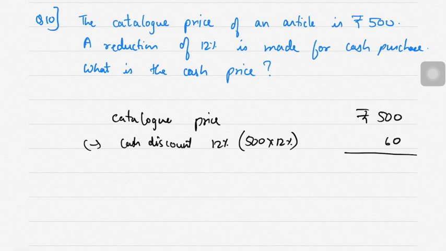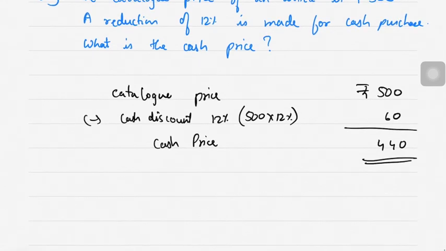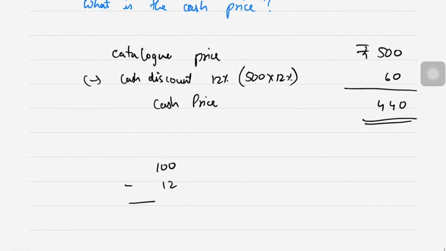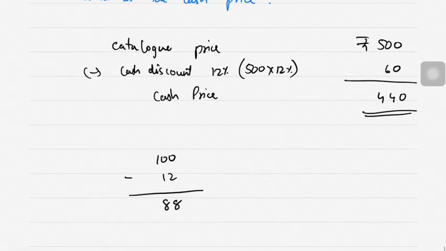So when you subtract 60, you will get cash price of 440. So what is the cash price? Cash price is 440. Correct? Or other way, how can you solve? If 100% is the catalog price, minus 12% is cash discount. So that means 88% would be cash price, right?